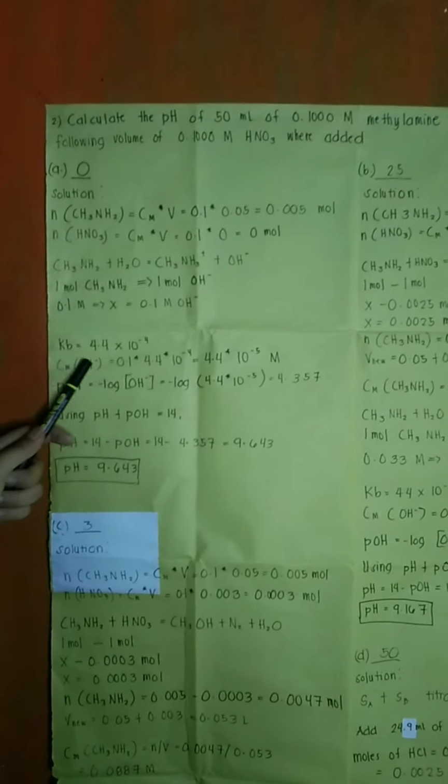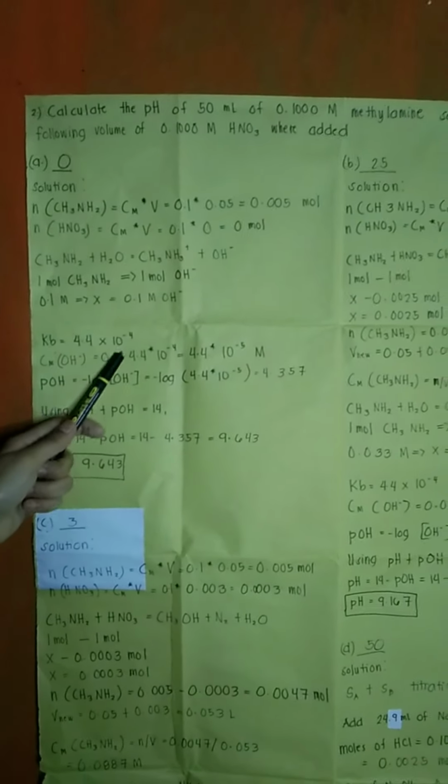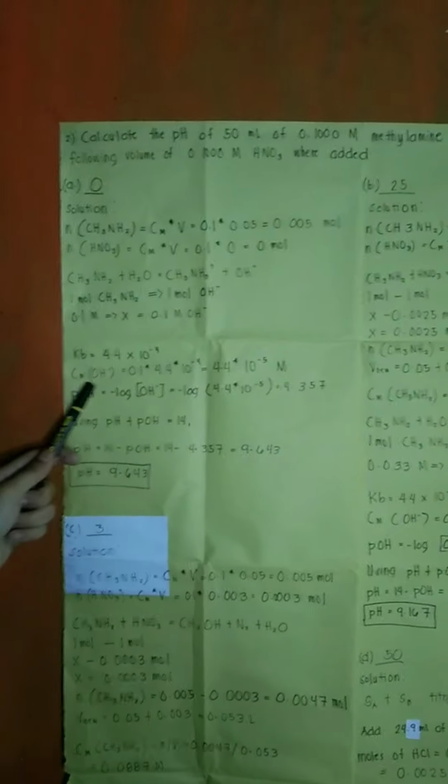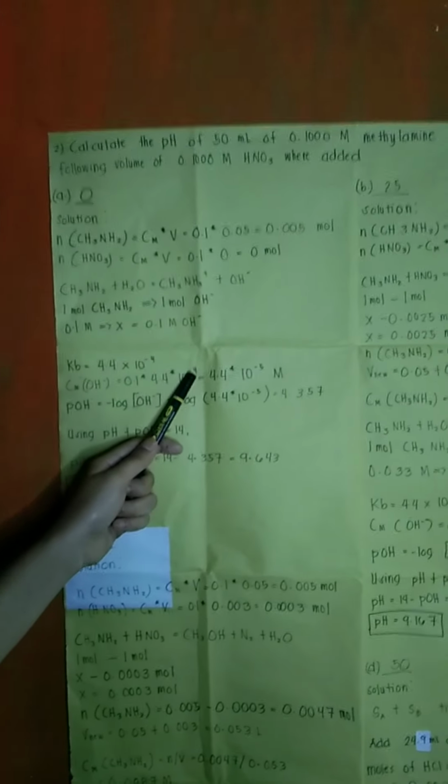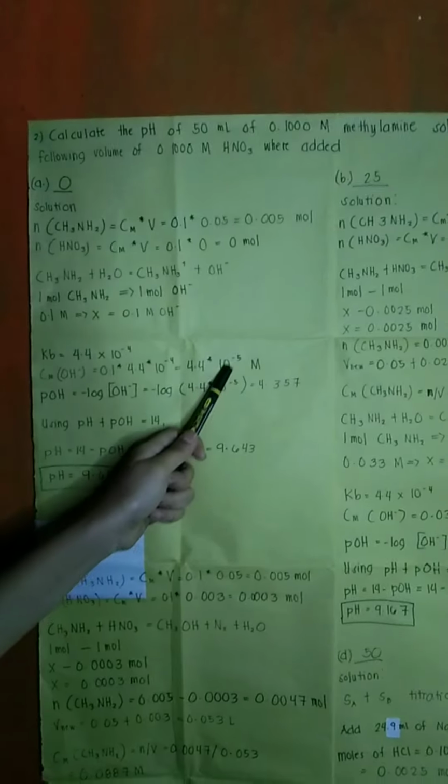Methylamine, CH3NH2, is a weak base that reacts with water according to the above equation. For this reaction, at equilibrium, Kb 4.4 times 10 negative 4. Cm of OH negative equals 0.1 times 4.4 times 10 negative 4 equals 4.4 times 10 negative 5 molarity.